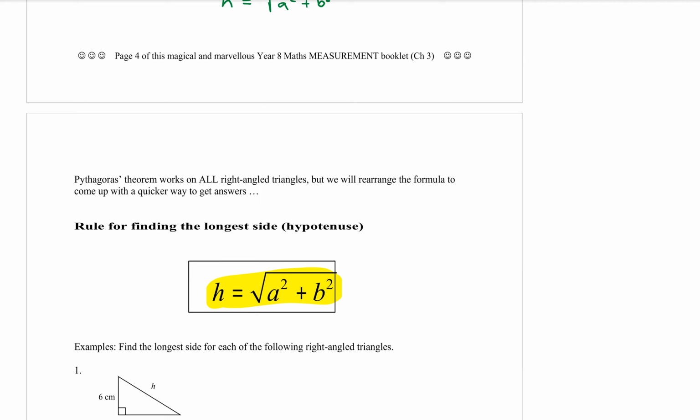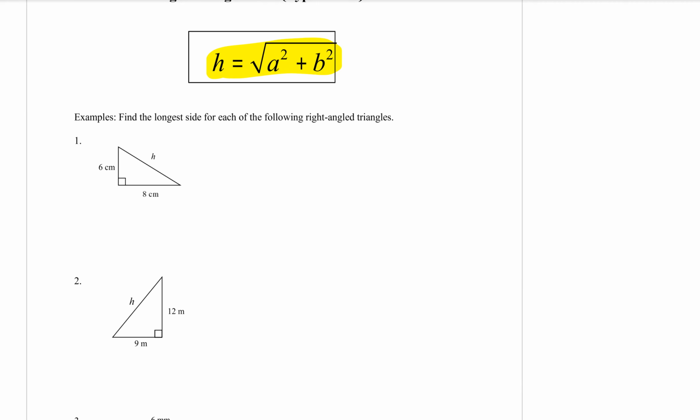So this is what you have to do. Here are our examples. Find the longest side in each of the following right angle triangles. Now, there are going to be a lot of formulas to learn. So I want you to start from the very beginning. Every time you need to use a formula, write it down first. And that helps you start to memorize it. So the formula for everything we're doing today is this one. H equals square root of A squared plus B squared. The H is this hypotenuse here that I'm trying to find.